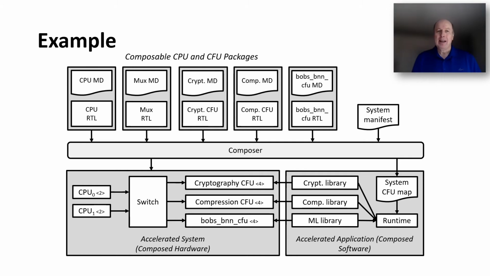On the right, an accelerated application with three accelerated libraries that each issue domain-specific custom instructions to their respective interfaces and their CFUs. This is all described by the system CFU map, which may be part of the device tree, that informs the runtime about which custom interfaces are configured with CFUs in the current system.